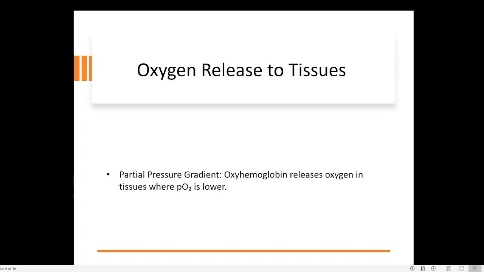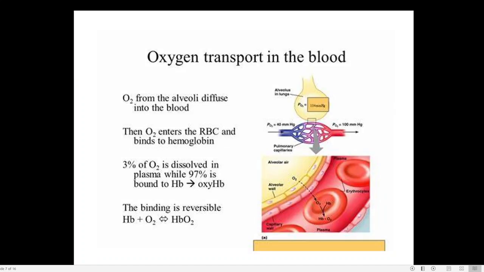There is less partial pressure in the cells or tissues, whereas there is more partial pressure of oxygen in the blood. So because of the higher partial pressure of oxygen, oxygen from the blood vessel will be diffusing into the cells and tissues. So that is what is shown here. Oxyhemoglobin releases oxygen in tissues where the partial pressure of oxygen is low. This is how the whole mechanism is happening.